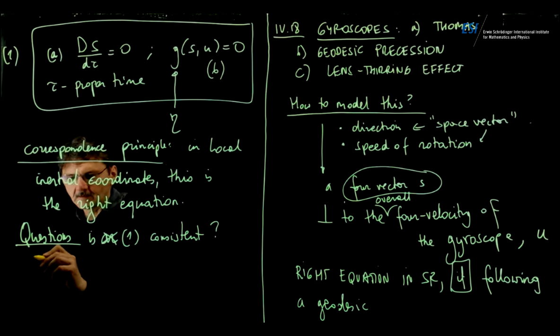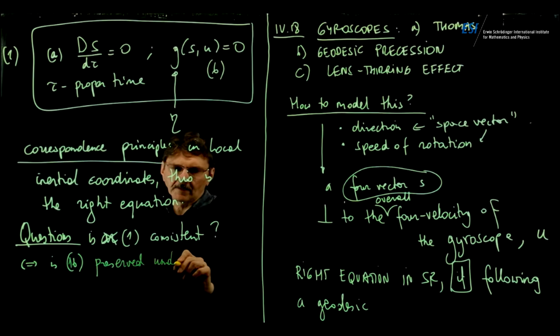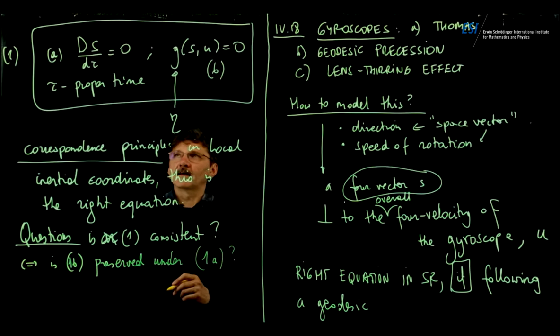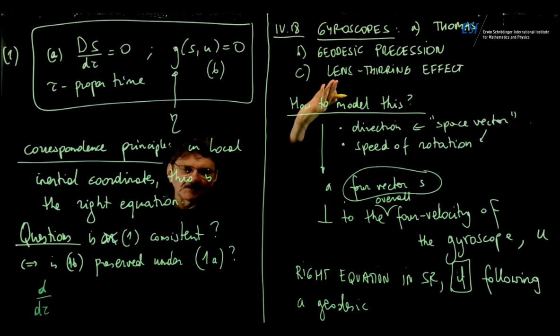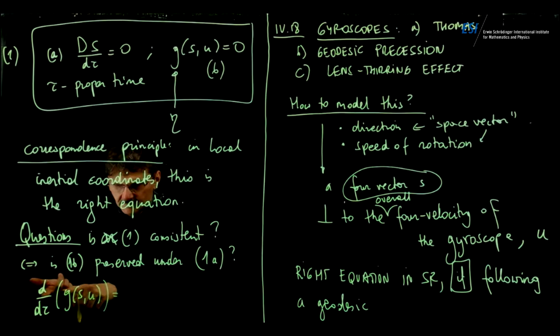But then S is whatever it is from this equation, maybe B is not going to be satisfied anymore, right? So in other words, is B preserved under A? And of course, the answer is yes. Otherwise, I wouldn't be asking this. I wouldn't even be writing these equations if they were not compatible. So let's see how this works. We just calculate d over d tau.